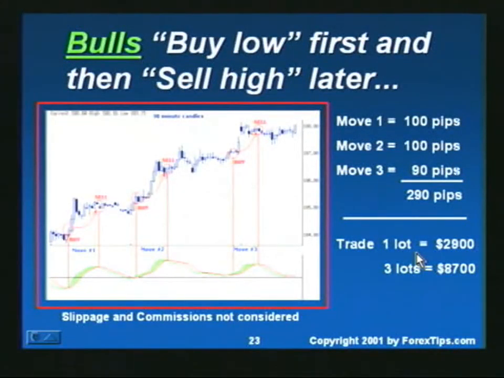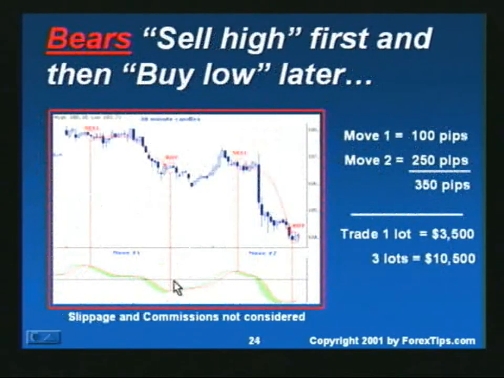Very effective way. Remember, bulls buy low first and then sell high later. That's what a bull does. They enter the market buying first and selling second. The objective in making a profit is to buy low and sell high. Buy low, sell high. Indicators can play a big part in that success.